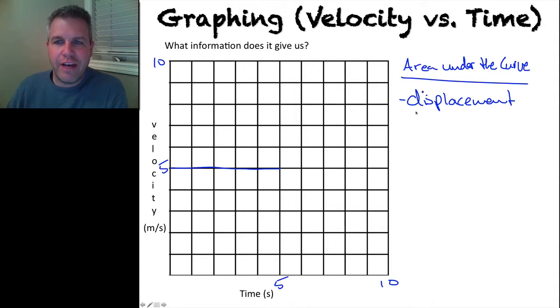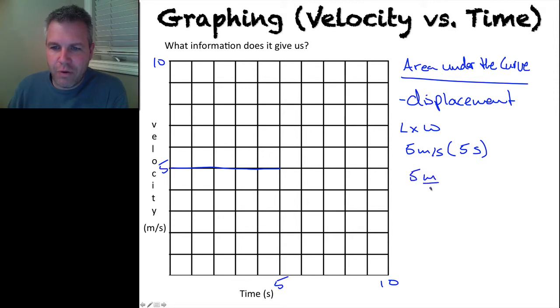In order to calculate area, I'm going to look at anything between the line and 0. To calculate area, I usually go length times width. Here I have a square, so I go 5 meters per second multiplied by 5 seconds. Writing that with my units, 5 meters over seconds multiplied by 5 seconds. Look at what happens: the seconds cancel out, and I end up with 25 meters. So if I travel 5 meters per second for 5 seconds, I travel 25 meters.